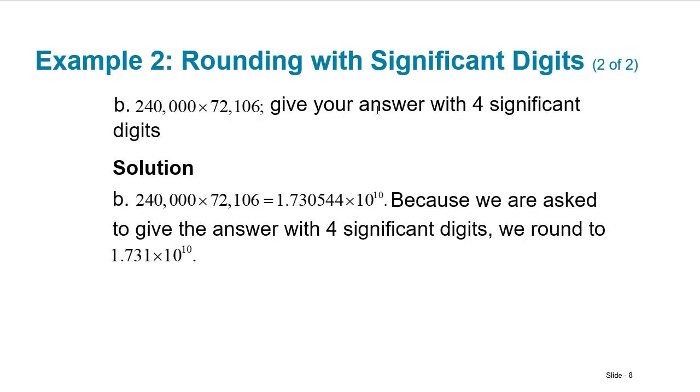When you do this multiplication, give your answer with 4 significant digits. You do all the work, which gets you this big, huge number. And because we're asked to give the answer with 4 significant digits, it would just be 1.73, and then that fourth one, that 0, would round up to a 1. You'll notice that when we're rounding, we don't round each thing first and then do the work. You do the multiplication and then round your answer.